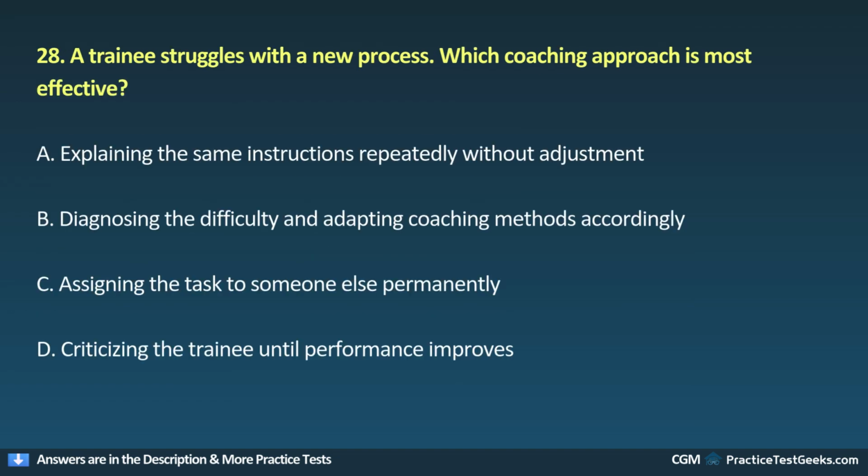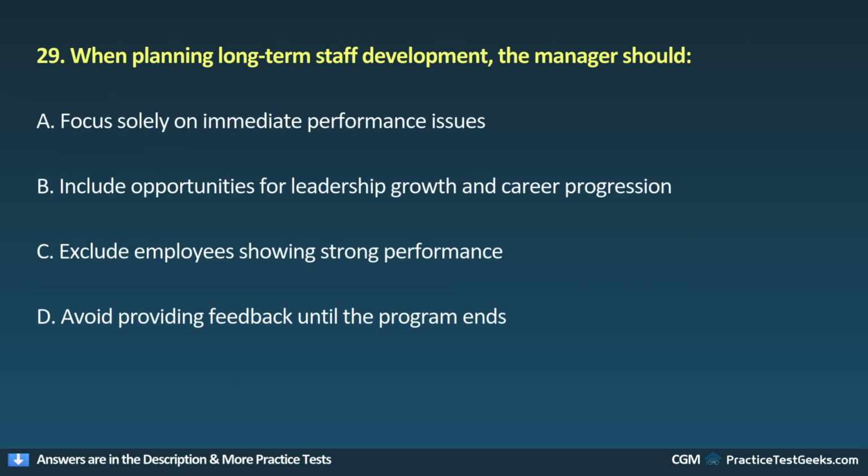28. A trainee struggles with a new process. Which coaching approach is most effective? A. Explaining the same instructions repeatedly without adjustment. B. Diagnosing the difficulty and adapting coaching methods accordingly. C. Assigning the task to someone else permanently. D. Criticizing the trainee until performance improves.